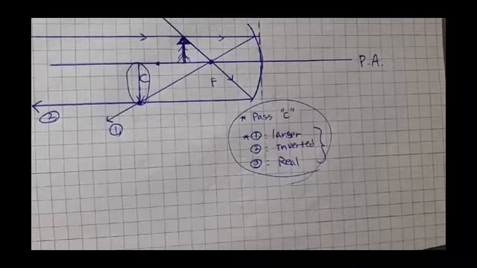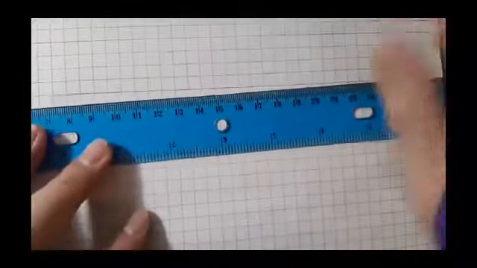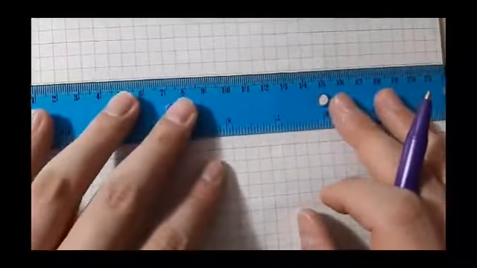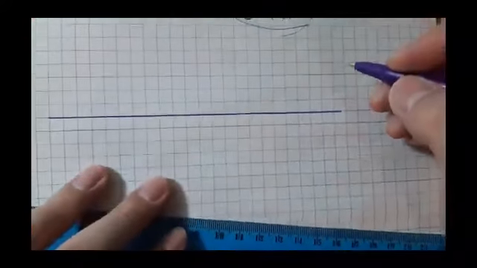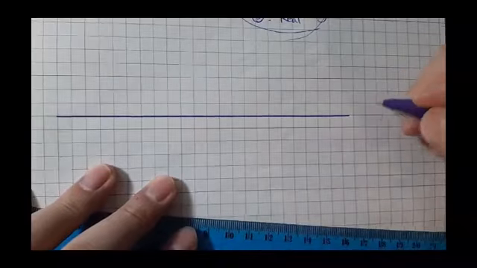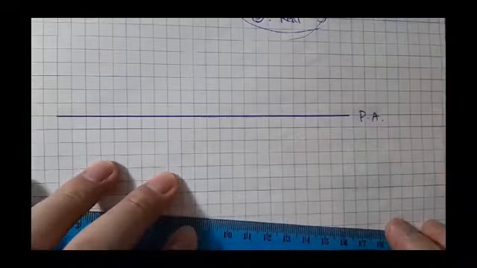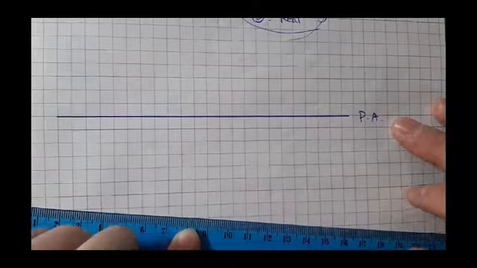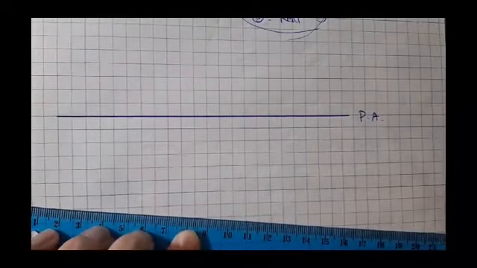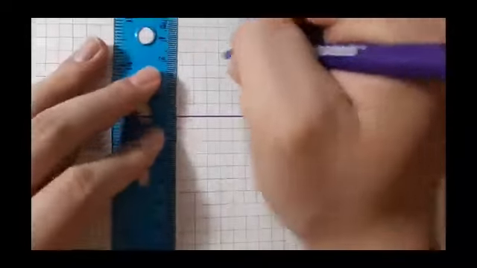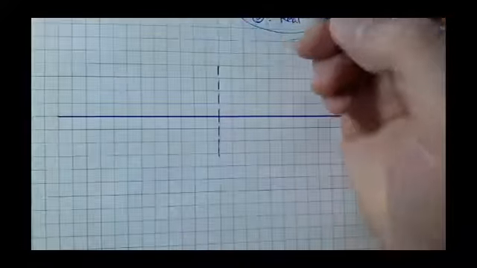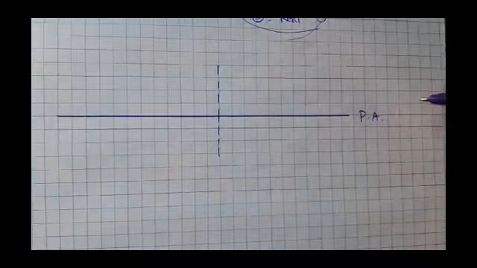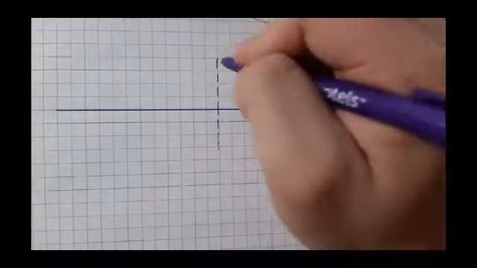Let's do a similar example, except it's going to be a different type of mirror. Again, I have a principal axis. I'm trying to draw with good enough orientation. Principal axis over here, and I'm going to draw somewhere over here, maybe. Try to be delicate. And this time, instead of a concave mirror, let's do a convex mirror.